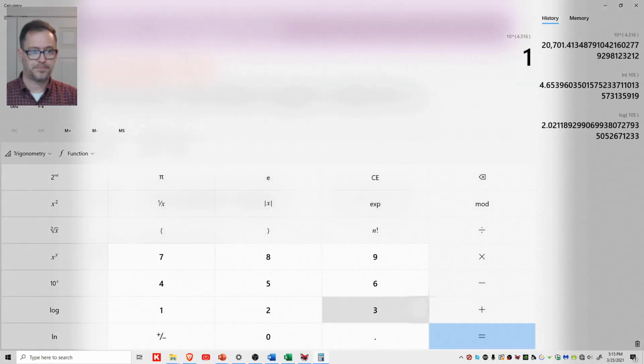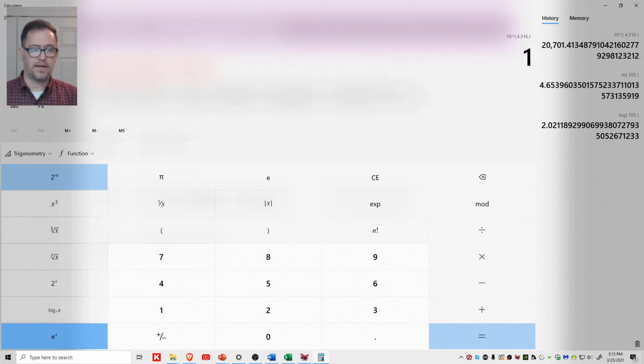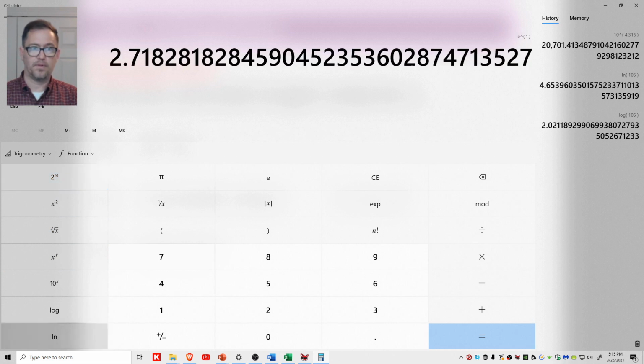So let's try it. We have 1. Inverse also looks like this. That's the second, the inverse. We've done it before with trigonometry functions here. Okay, the second, and then we have E to the x power. Boom, there it is.